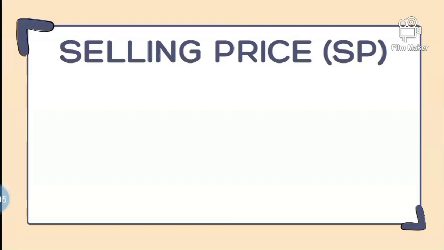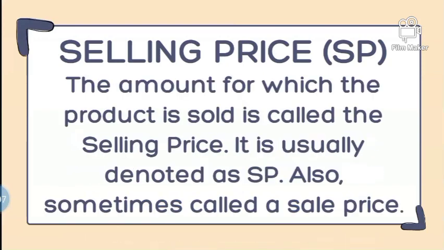Now, next is selling price. What is selling price? The amount for which the product is sold is called the selling price, meaning someone goes to the market, buys something at a cost price, and sells it. So the amount for which the commodity is sold is called the selling price. It is also denoted as SP and sometimes called sale price.